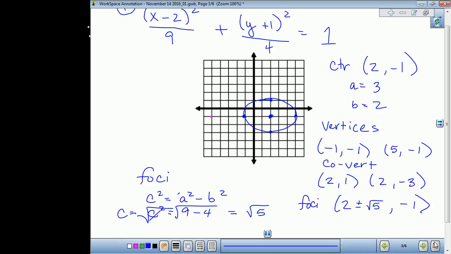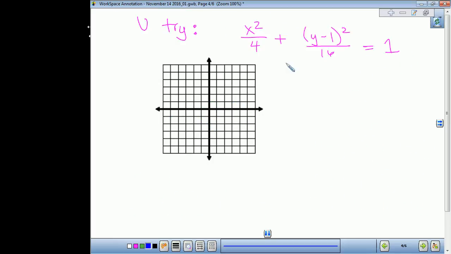Any questions? Okay, if you have them, you're going to have them while you're trying this one. So please ask while you try this one. Okay? So you're going to do the center, the vertices, the co-vertices, the foci, and a sketch.